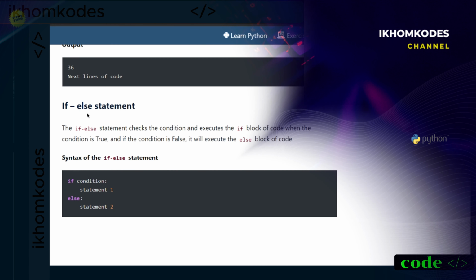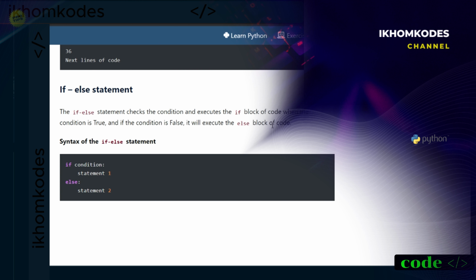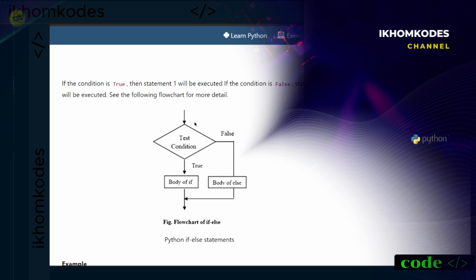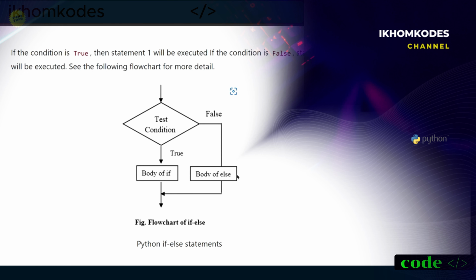Okay, next we have the if-else statement. In an if-else statement, we simply check the condition and execute the if block. The if-else statement checks the condition and executes the if block of code when the condition is true, and if the condition is false, it will execute the else block of code. You can see this flowchart of the if-else statement. This is how you can use the if-else statement. This is the flowchart representation of the if-else statement.